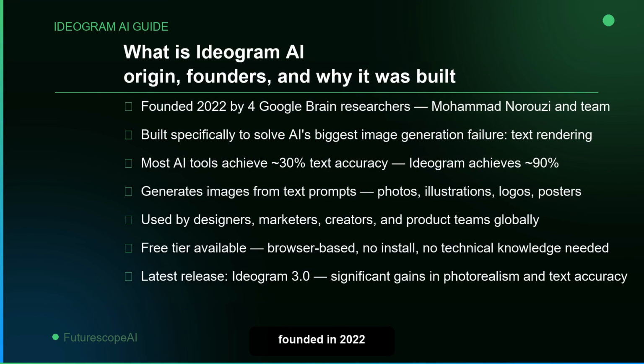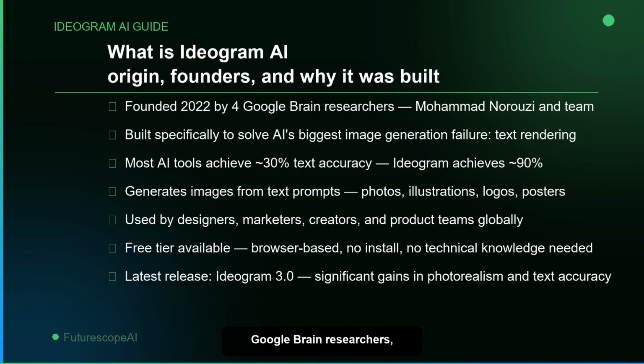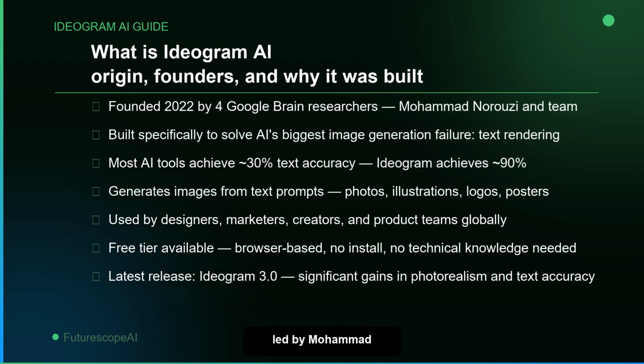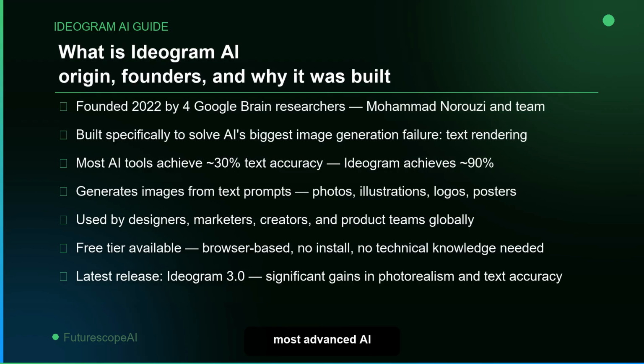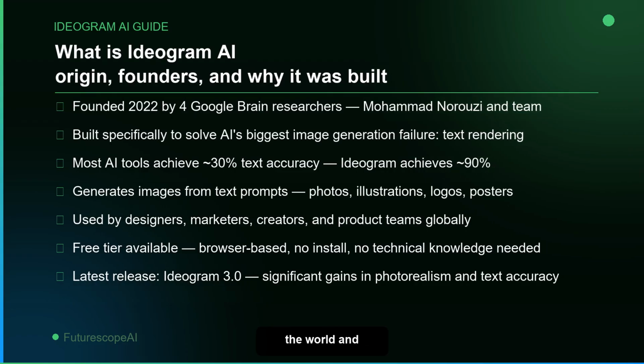Ideogram AI was founded in 2022 by 4 former Google Brain researchers, led by Mohammad Norouzi. The founding team came from some of the most advanced AI research labs in the world and built Ideogram with a specific goal: solve the text rendering problem that every other image generation model fails at. When you ask Midjourney, DALL-E, or Stable Diffusion to include text in an image, the result is usually garbled, misspelled, or unreadable. These models were not designed to handle typography accurately.